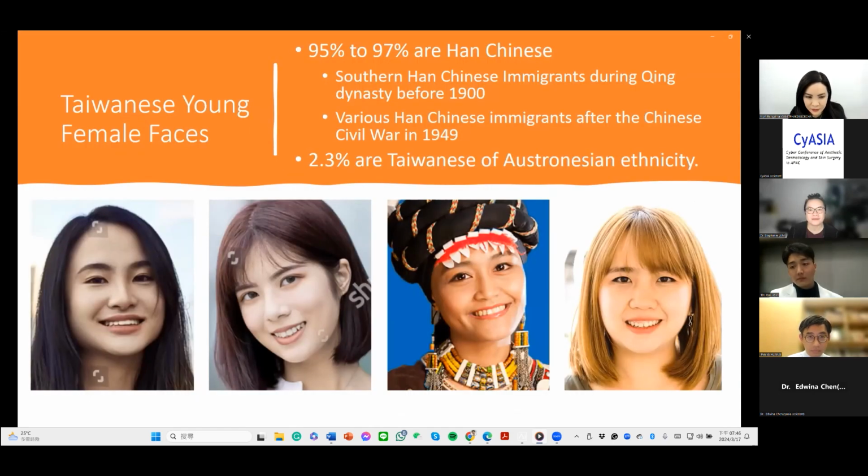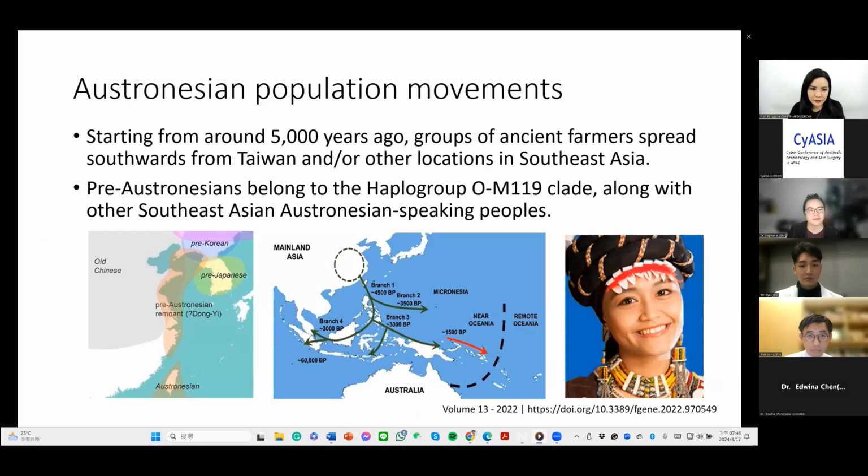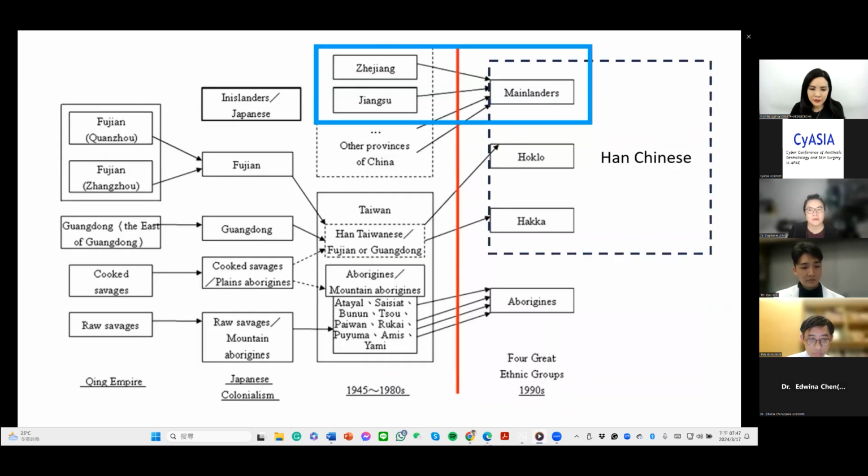Taiwanese is not only Southern Han Chinese. About 3% are indigenous Taiwanese. Pre-Austronesians migrated southward after conflict with Han Chinese. Approximately 5,000 years ago, indigenous Taiwanese, now recognized as part of the Austronesian group, continued their southward expansion and eventually reaching the regions illustrated here.